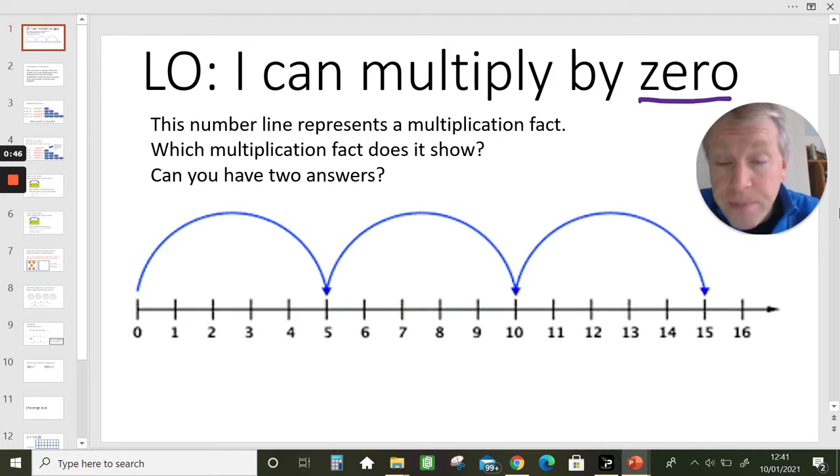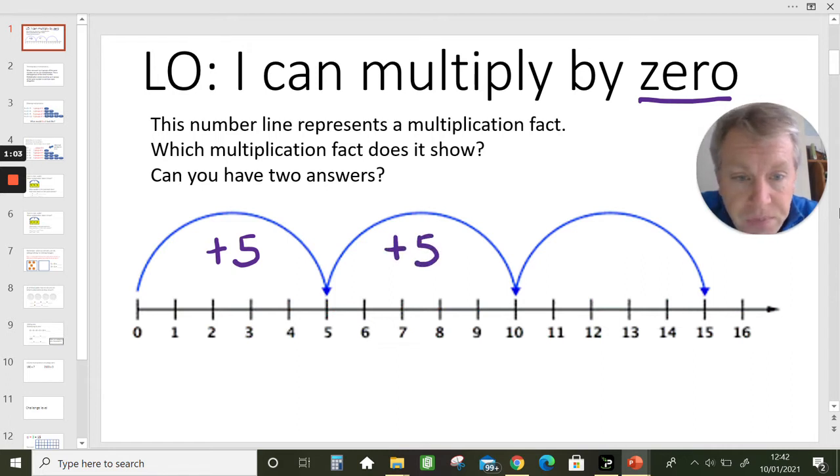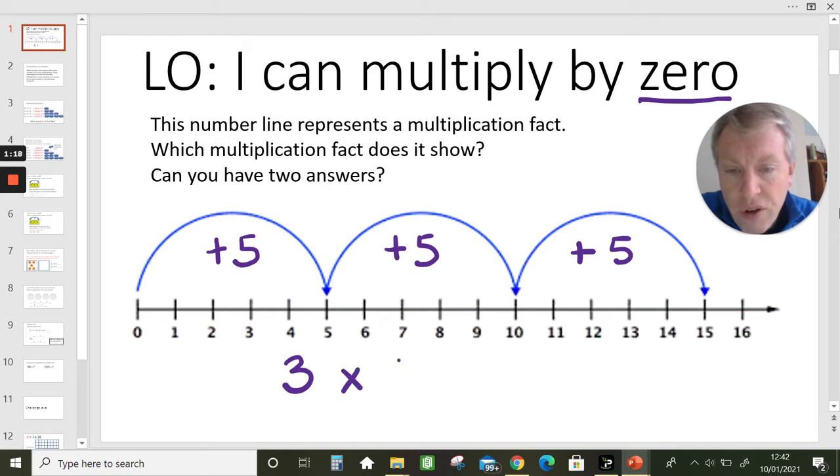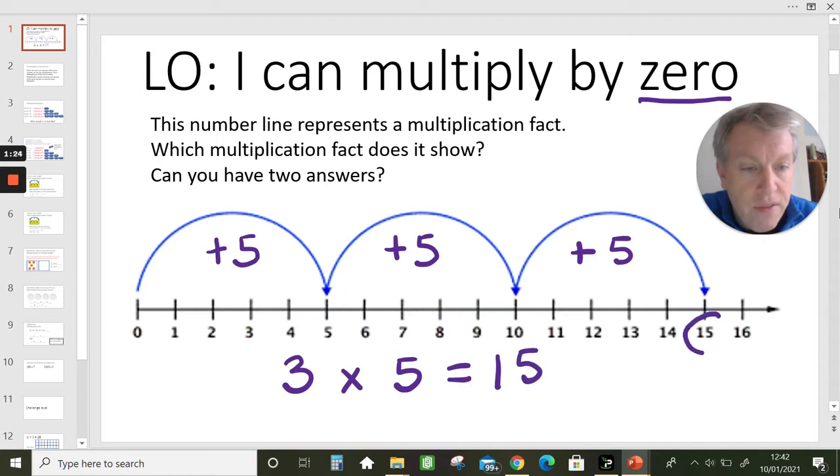I hope you paused the video. Well, let's see. Is 0 to 5? That means that I jumped forward 5, so I added 5. Then from 5 to 10 is another 5. And from 10 to 15 is another 5. So, how many 5s did I jump forward? Well, 3 groups of 5. And I get to the number 15. So, it means 3 groups of 5.